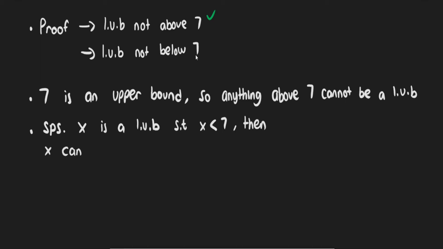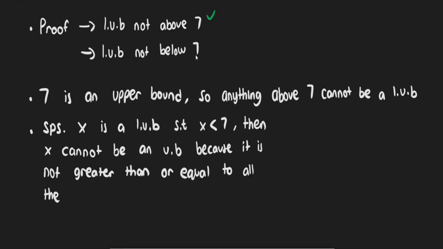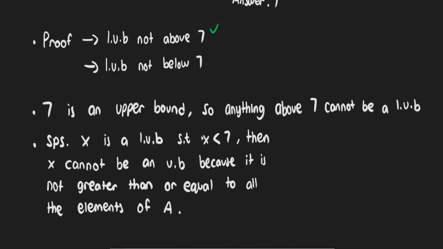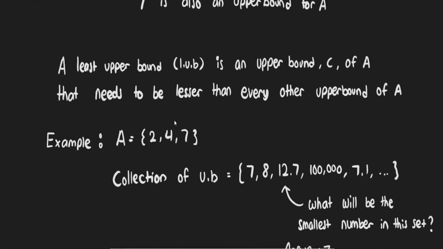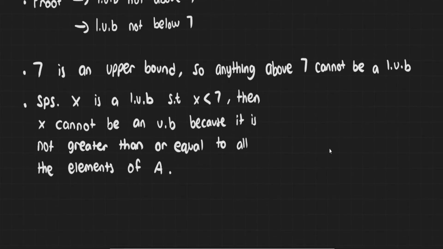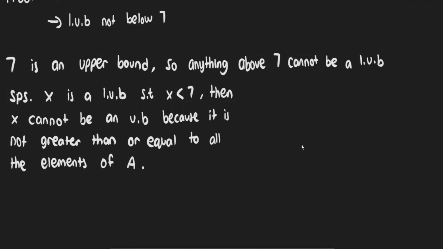Then x cannot be an upper bound because it is not greater than or equal to all the elements of A, right? For something to be an upper bound, it has to be greater than everything inside of A. And if this number is less than 7, then it does not satisfy that criteria, right? So if something is less than 7, then it cannot be greater than or equal to all of these. How does this lead to a contradiction?